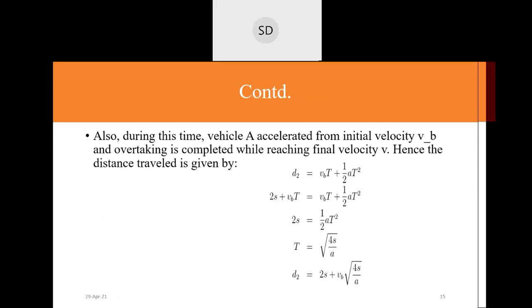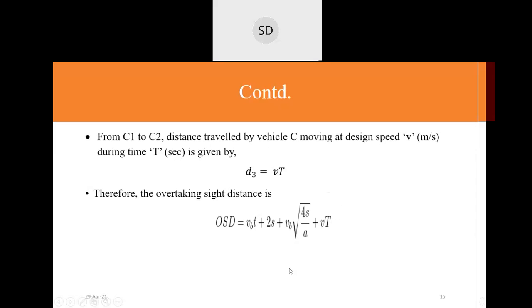So basically D2 is Vbt plus half AT square, and D2 is also 2s plus Vbt. From this equation you can easily find the value of T. The value of T is root over 4s by A. Put this value into the equation, so D2 is 2s plus Vb into root over 4s by A. Now all these values are known.